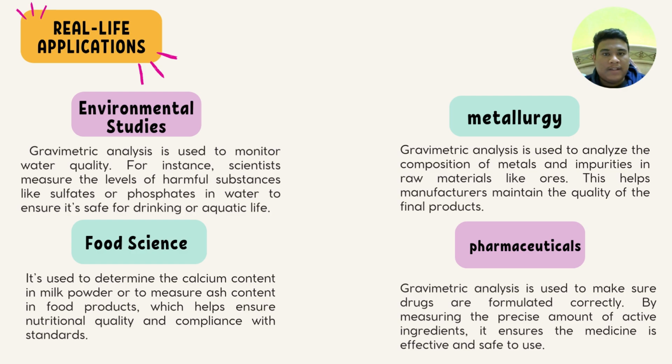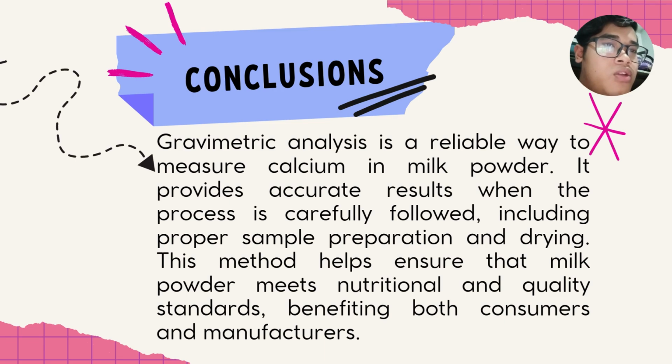For metallurgy, gravimetric analysis is used to analyze the composition of metals and impurities in raw materials like ores. This helps manufacturers maintain the quality of their final products. For food science, it's used to determine the calcium content in milk powder or to measure ash content in food products, which helps ensure nutritional quality and compliance with standards. And lastly, for pharmaceuticals, gravimetric analysis is used to make sure drugs are formulated correctly by measuring the precise amount of active ingredients. It ensures the medicine is effective and safe to use.